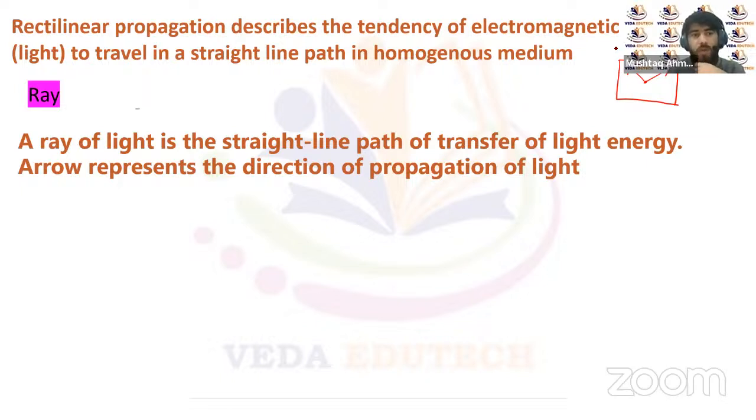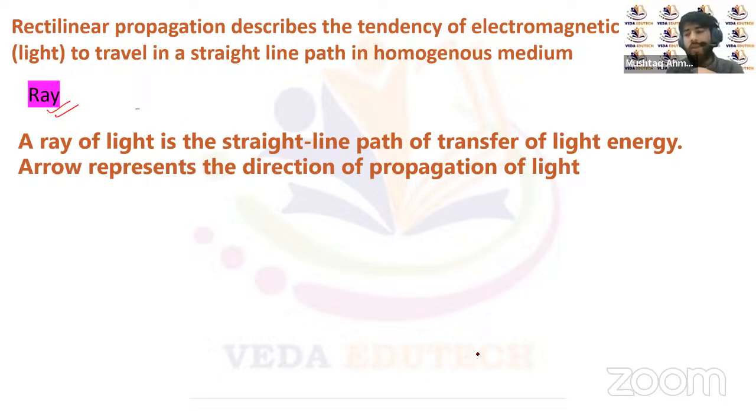So in homogeneous medium, light, or electromagnetic waves, have the tendency to travel in a straight line path, right? That tendency of light traveling in a straight line path, we call it rectilinear propagation. Then comes the definition of ray.